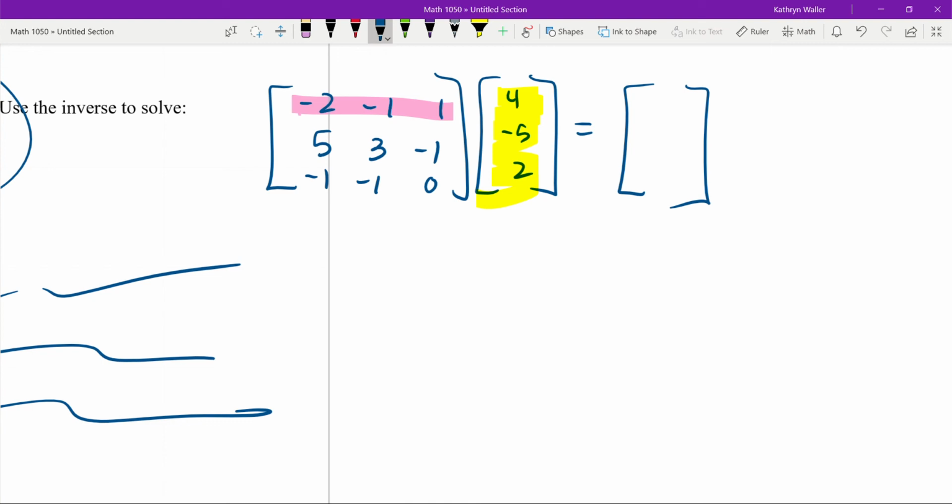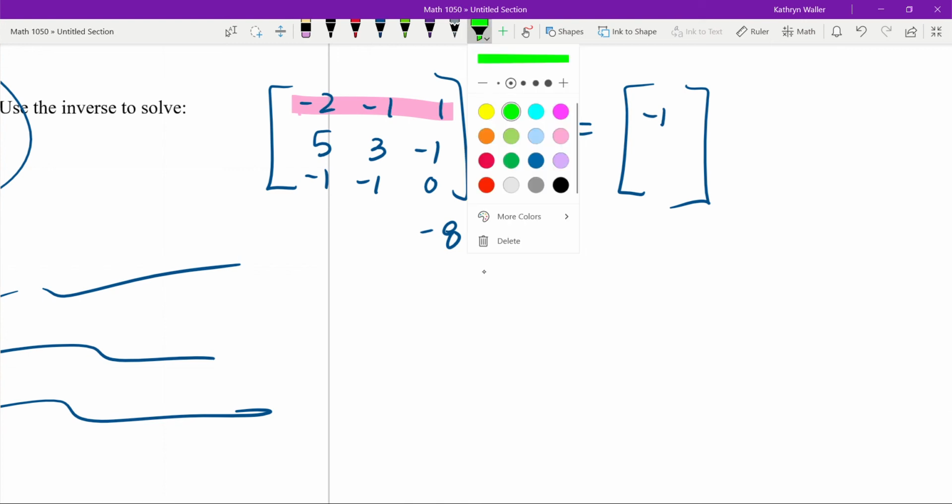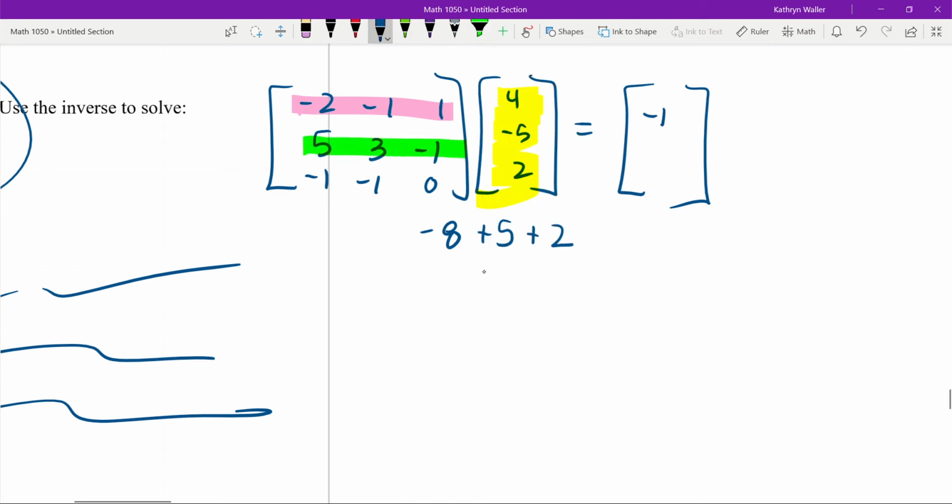Okay, let's do this. Negative 2 times 4 is negative 8. Negative 1 times a negative 5 is a positive 5. 1 times 2 is a 2. Combine those, you get a negative 1. Change rows. So 5 times 4 is 20. 5 times negative 3 is negative 15. 2 times negative 1 is a negative 2. Combine, and I get a 3. Change rows.